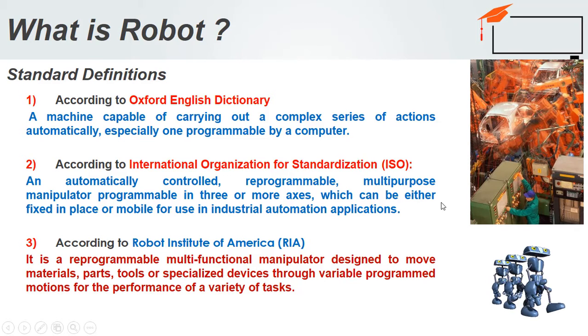It does not do only painting, it can do welding, it can do pick and place. If you want to pick a paint can from one place to another place, that could also be done. So it can do multiple operations like pick and place. And it is a multi-purpose manipulator programmable in three or more axes.